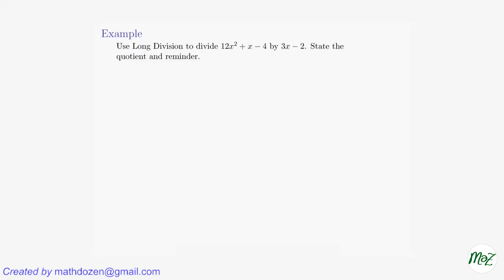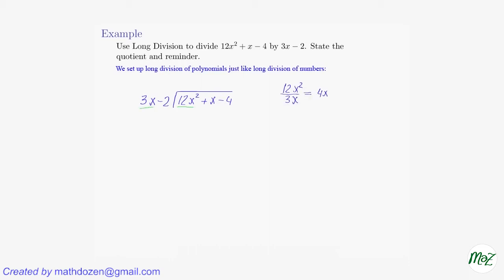Let's work on using long division to divide 12x squared plus x minus 4 by 3x minus 2. We will set up division just like the usual division of numbers. So we are dividing 12x squared plus x minus 4 by 3x minus 2. But what we focus on are the leading terms: 12x squared here, and 3x here. We'll go ahead and divide 12x squared by 3x, and after all the cancellations we get 4x. That's the first term in the quotient.